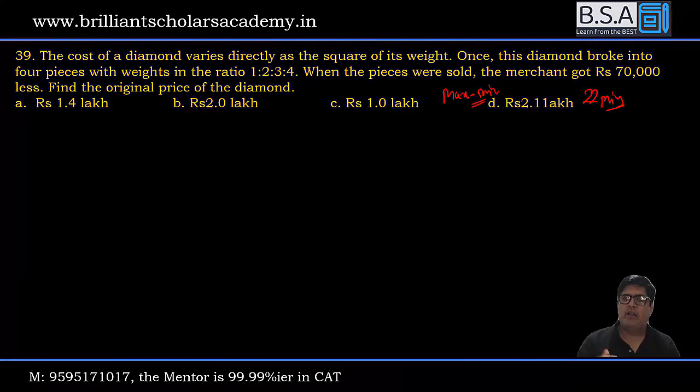Cost of a diamond varies directly as the square of its weight. Once a diamond broke into 4 pieces with weights in the ratio 1:2:3:4. When the pieces were sold, the merchant got rupees 70,000 less. Find the original price of the diamond.